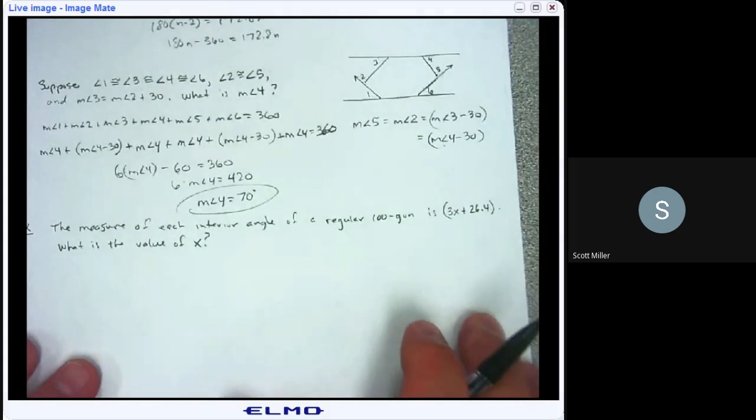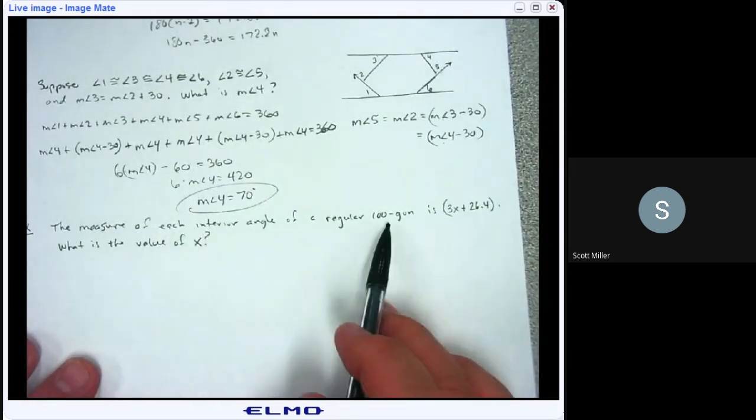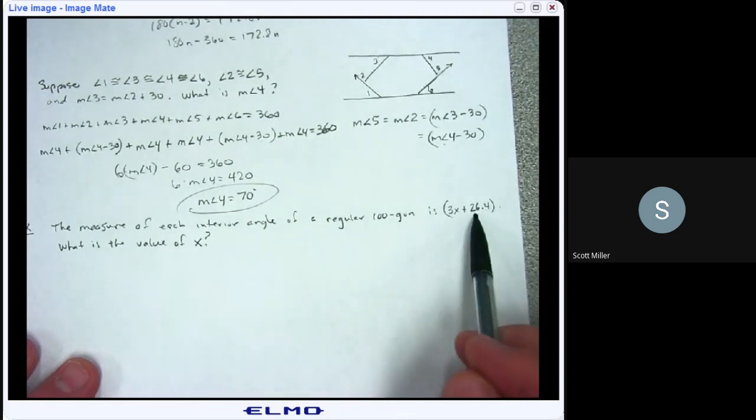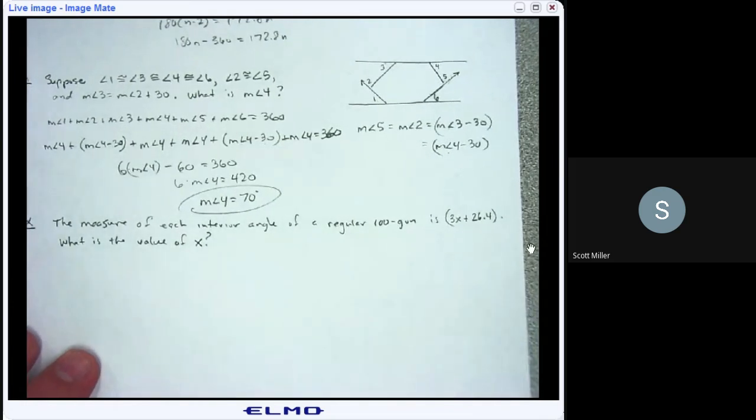Here's another problem down here, a little twist on some things. The measure of each interior angle of a regular 100-gon is that expression. What is the value of x? Okay, so what is the value of x?